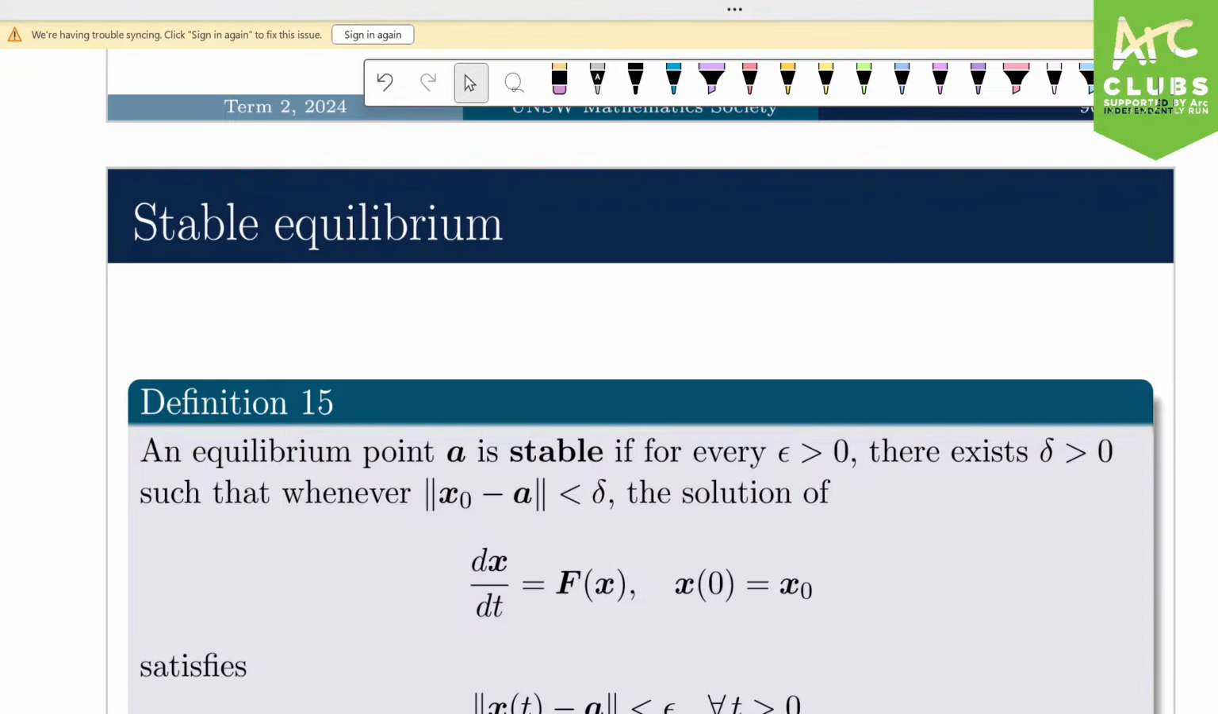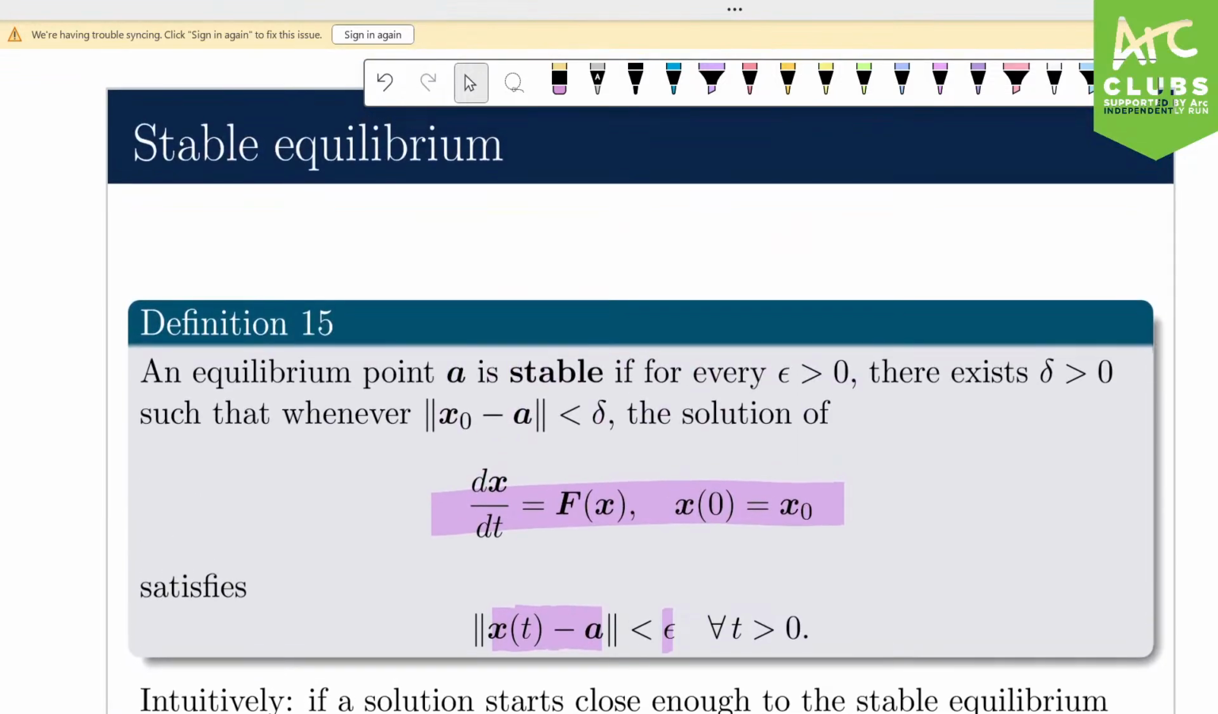Now, stable equilibrium. We're going to look at some epsilon delta definitions, which you're not going to be asked to replicate, but we're building up some more theoretical framework. We say that an equilibrium point A is stable if for every epsilon greater than 0, there's a delta greater than 0 such that whenever the distance between our starting point and the equilibrium point is less than delta, the solution to this dynamical system satisfies the fact that the distance between the position at any time and the equilibrium point is less than epsilon. In plain simple terms, if your solution starts close to the equilibrium, you stay close to the equilibrium.